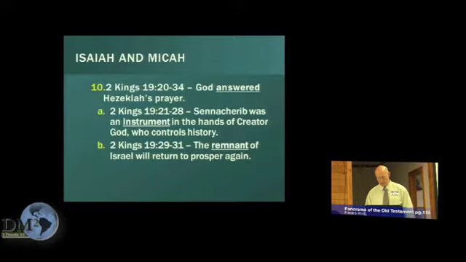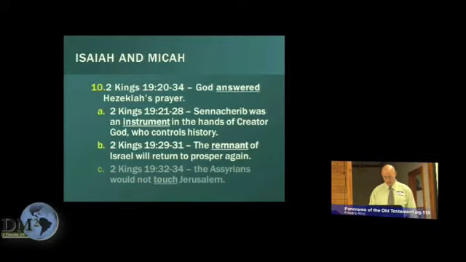He shall not come to this city, declares the Lord. For I will defend this city to save it, note, for my own sake and for my servant David's sake. So it's not just for the glory of the Lord that he's going to perform this, it's for the Davidic covenant, as we've seen before. So the Assyrians would not touch Jerusalem.